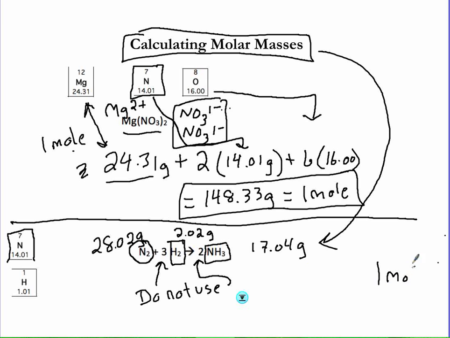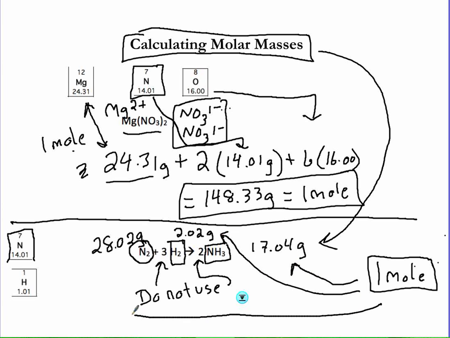And so 17.04 is the molar mass of ammonia, 2.02 is the molar mass of hydrogen, and 28.04 is the molar mass of nitrogen.